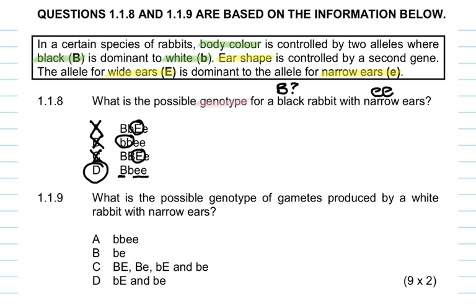Then we have a look at question 1.1.9. What is the possible genotype of gametes? So there's our words we have to be careful for. Genotype, gametes, produced by a white rabbit with narrow ears.